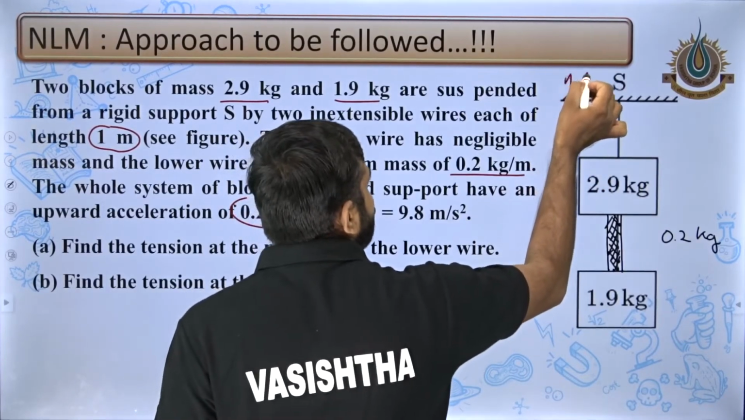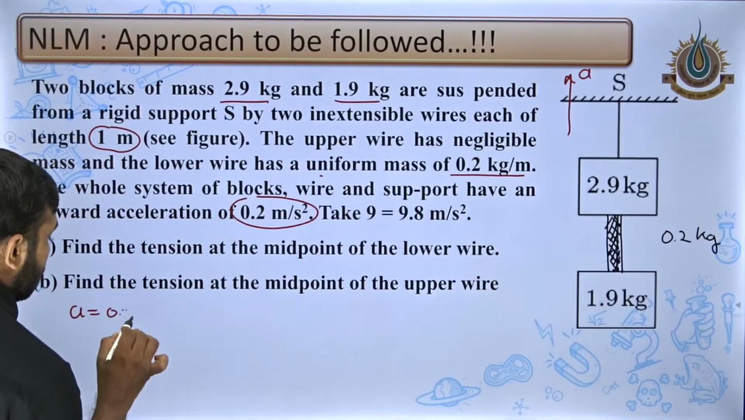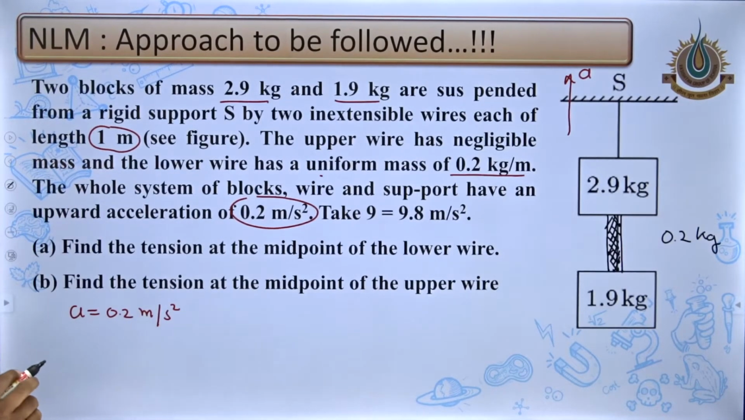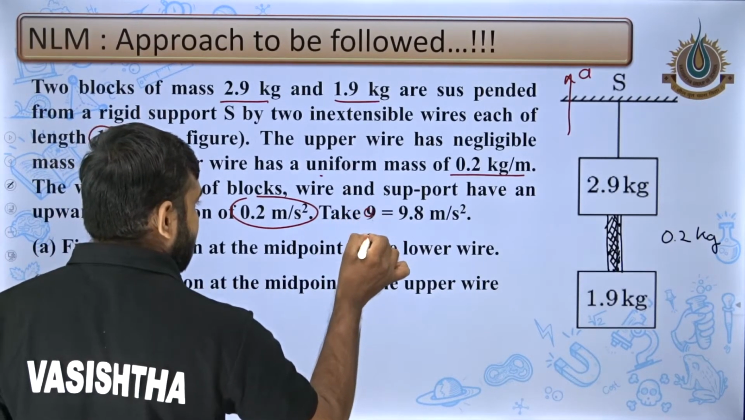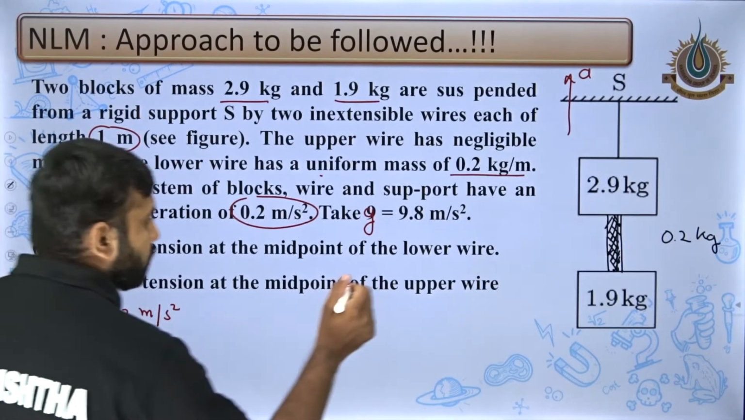So here take the acceleration as A. So A is equal to 0.2 meter per second square. Take g equal to 9.8 meter per second square. So here you take g, okay, that is the g. Now find the tension at the midpoint of the lower wire.